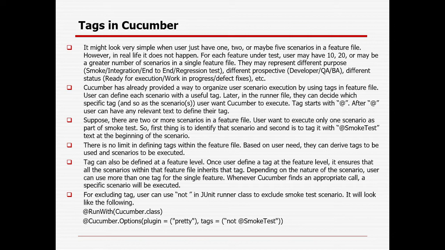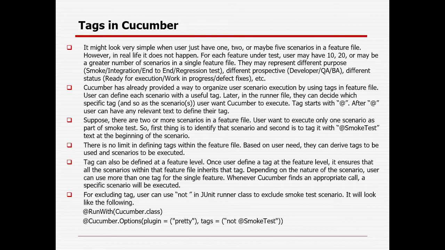So where do we need to use the syntax? We need to use the tag syntax in the feature file. The user can define each scenario with a useful tag. Later, in the runner class, they can decide which specific tag they want to execute with the help of Cucumber. Tags in Cucumber start with the annotation @. After the @, the user can have any relevant text to define that tag.